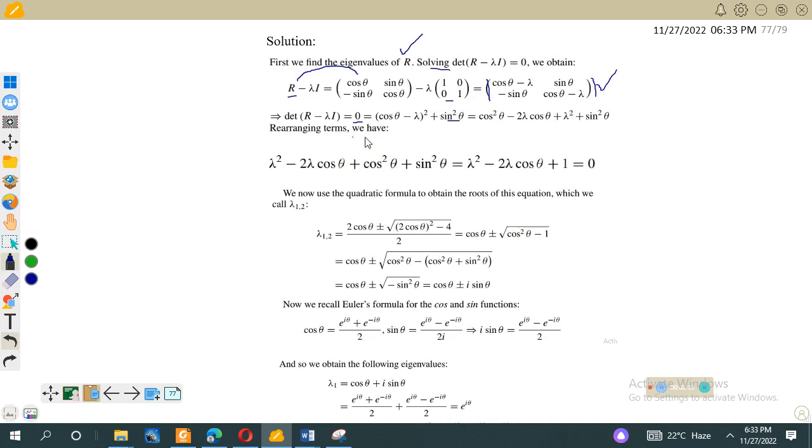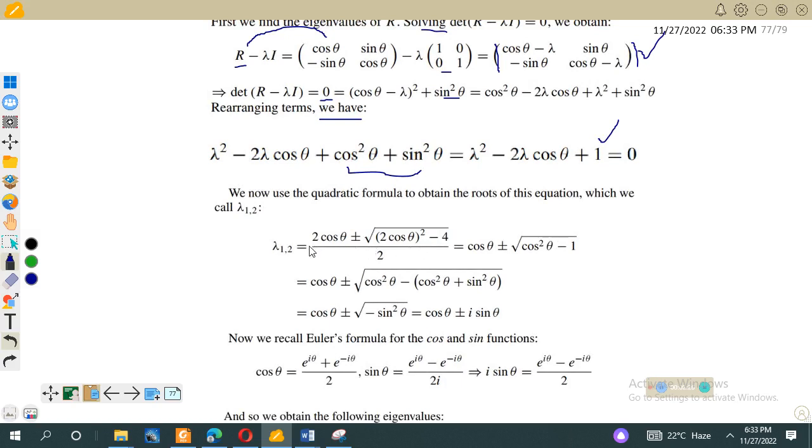Rearranging, we have lambda squared minus 2 lambda cos theta plus cos squared theta plus sin squared theta. You know that this is equal to 1, so lambda squared minus 2 lambda cos theta plus 1 will be equal to 0. This is a quadratic equation, and we can find its roots. If we use the quadratic formula, lambda 1,2 is equal to minus b plus or minus the square root of b squared minus 4ac, over 2a. That is the famous quadratic formula. This will give the roots of this equation, cos theta plus or minus the square root of cos squared theta minus 1.